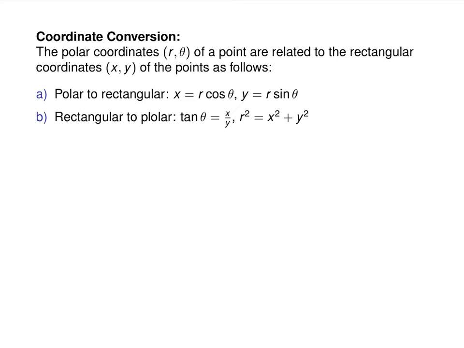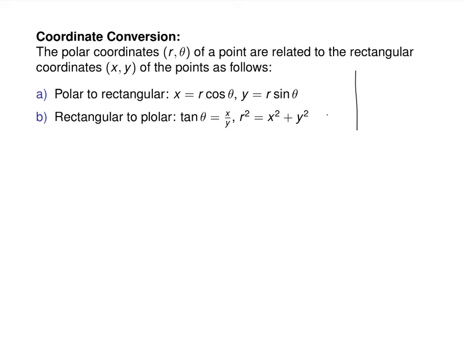Now, as this system is also plotting points in a plane, there must be some way to go back and forth between them. Say you know an r and a theta, and you want to know what that is in x and y, and vice versa. So to convert from polar to rectangular, you use the fact that x is r cosine theta and y is r sine theta. And the question is, well, why is that true?